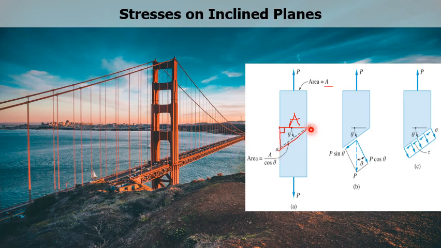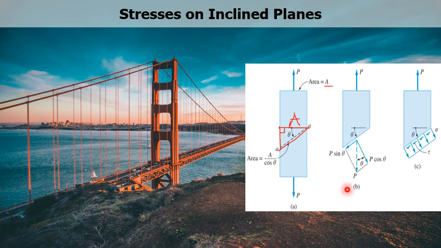Adjacent, hypotenuse. What trigonometric function are we going to use? That's correct. We're going to use cosine function. Cosine theta is equal to adjacent over hypotenuse. Cosine theta is equal to A over the inclined plane. The area of the inclined plane is therefore equal to the horizontal area A over cosine theta.